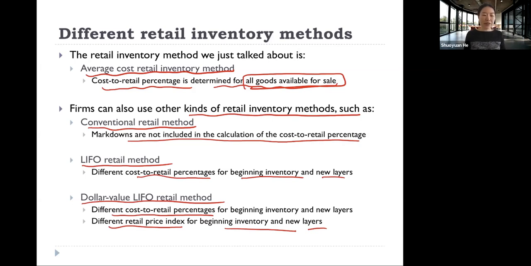So those are just different types of retail inventory method. The thing you should know is the one we talked about is just one kind of retail inventory method.